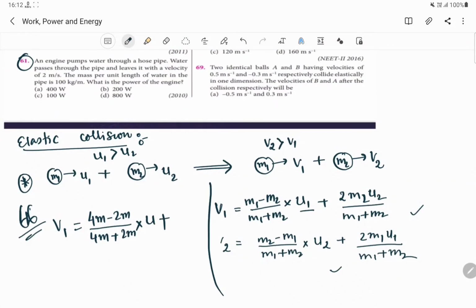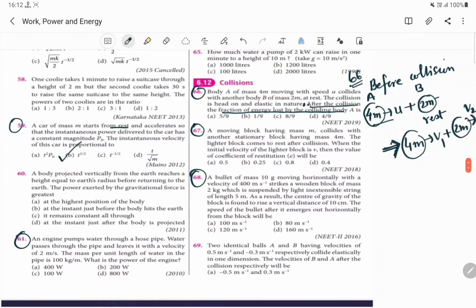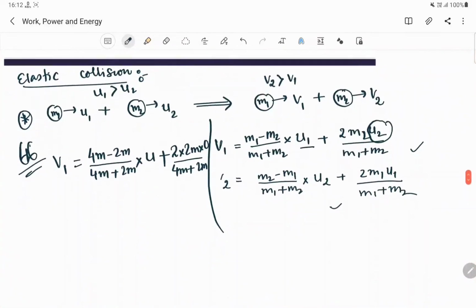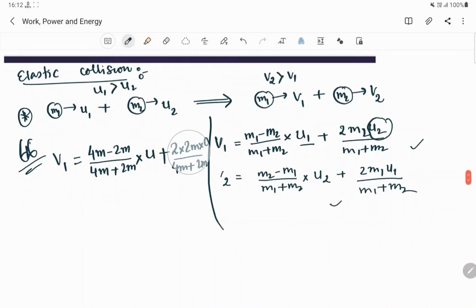And what about the second term? This will be 2 into twice m into u2, which is 0, divided by 4m plus twice m, because the second particle was initially at rest. Therefore we take u2 equal to 0, so we can ignore this step. Therefore we have our answer as twice m divided by 6m into u. The answer will be u by 3. So the final velocity comes out to be u by 3.